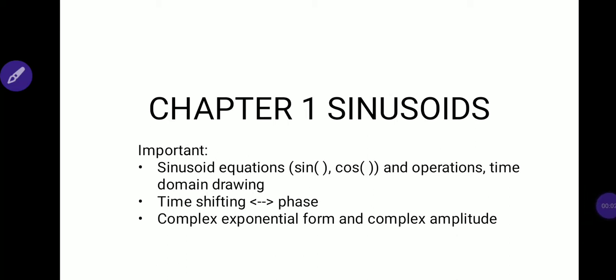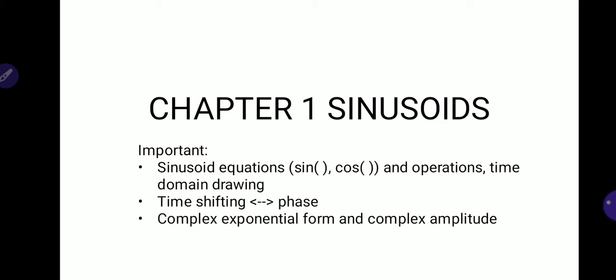Chapter 1, Sinusoids. In this chapter, there are a few important points that I would like the students to take note of. The first one is, as the title indicates, sinusoids. We will be looking at sine waves. Sine waves are usually represented in sine or cosine.